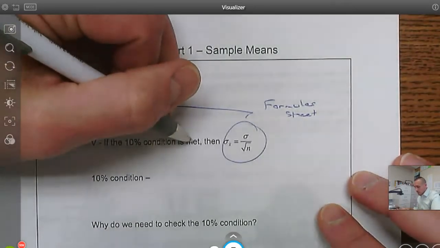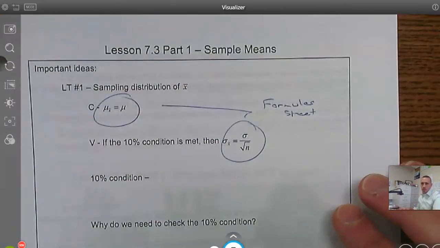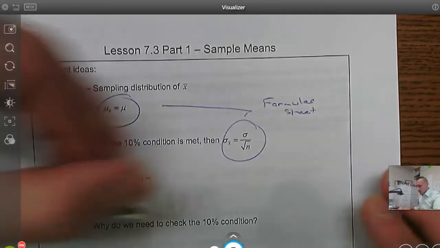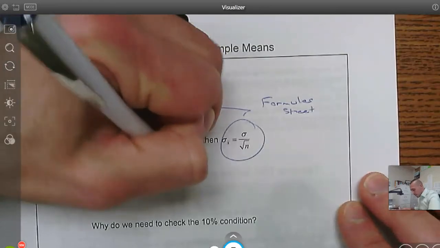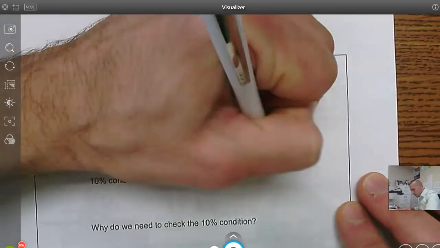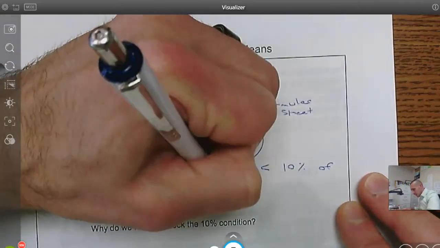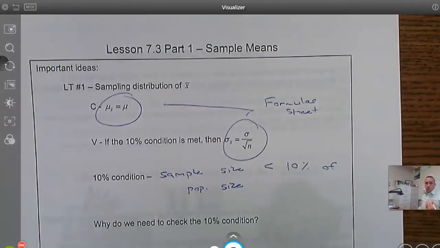If the 10% condition is met, then you can calculate the standard deviation. What's the 10% condition? Can you state it in general terms? Pause the video and see if you can. The 10% condition in general terms says this: your sample size must be less than 10% of the population size. Sometimes we will know the population size and we can literally check this as a condition. Sometimes we won't and we'll just have to assume.